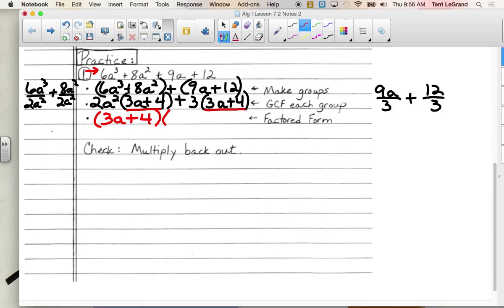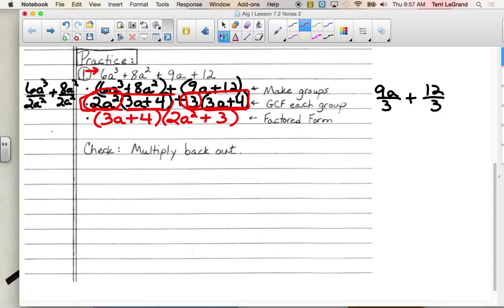Who wants to be brave and think they can tell us what it is? Jared? 2a squared plus 3. Yeah, it's 2a squared plus 3. When we divide the 3a plus 4 out of this first term, this is what we get. When we divide the 3a plus 4 out of this term, this is what we get.